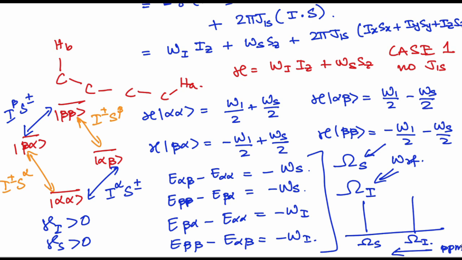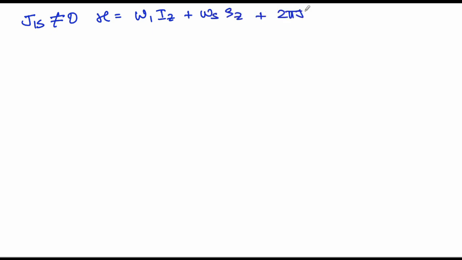So, it's a very simple case of two spins that are not interacting by scalar coupling. So, let's take another case where J_IS is not equal to 0. In that case, let me rewrite the Hamiltonian. You had omega I I_Z plus omega S S_Z plus 2 pi J_IS times I_X S_X.